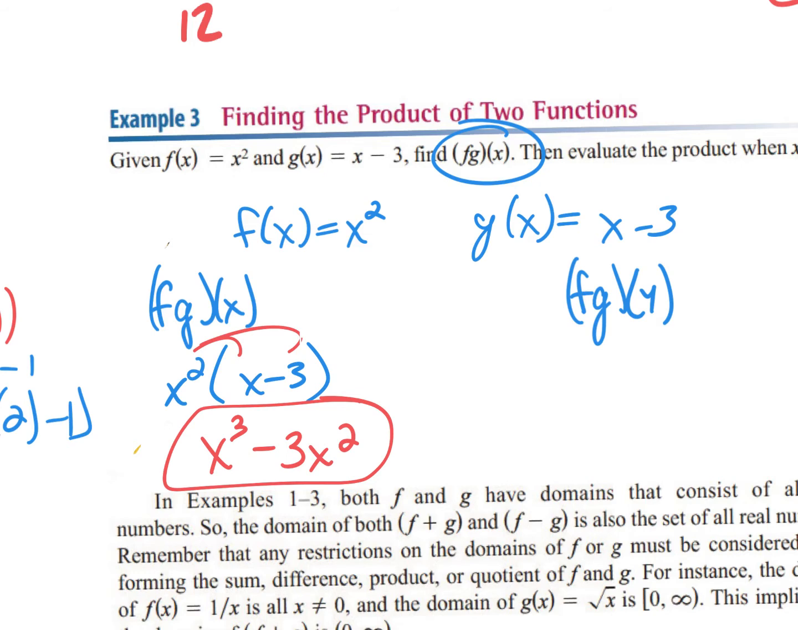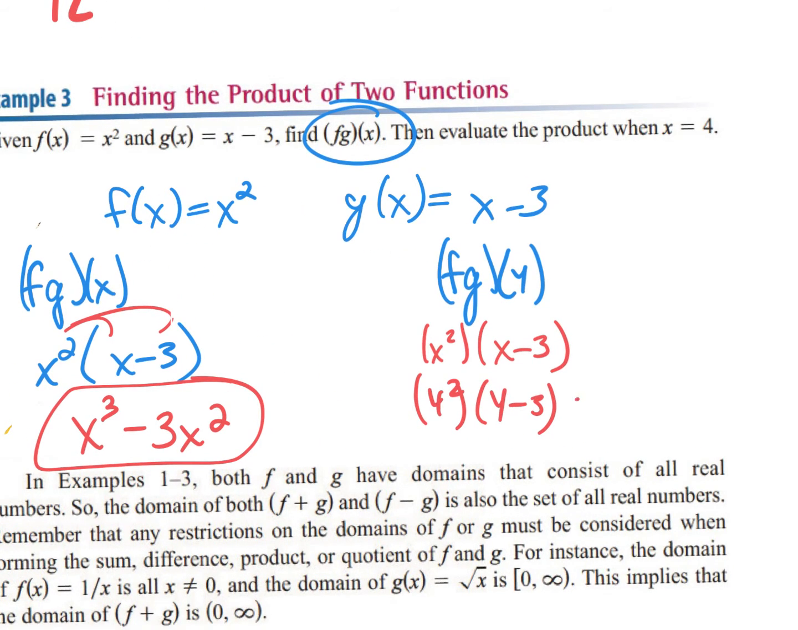Now, if they just give you f times g of 4, you can say, okay, well, my f function is x squared. My g function is x minus 3. And you can just plug in the 4 from the get-go right here. You can say 4 squared and then 4 minus 3. What's 4 squared? 16. And what's 4 minus 3?